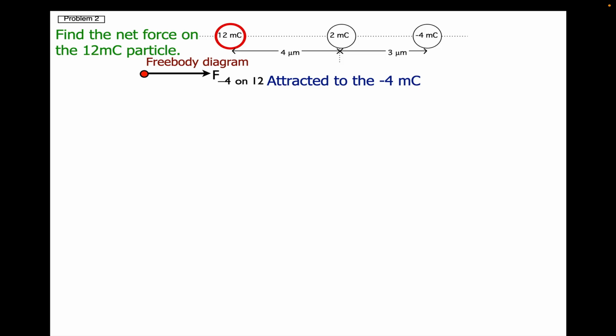Then I'll look at the 2 millicoulombs. It's the same charge as the 12, so it would be repelled. So in this case, the 12 would be repelled away from the 2, or moving to the left. Now, if I had more charges, I would just keep adding the arrows, adding them tip to tail, either to the left or to the right as they attracted or repelled.